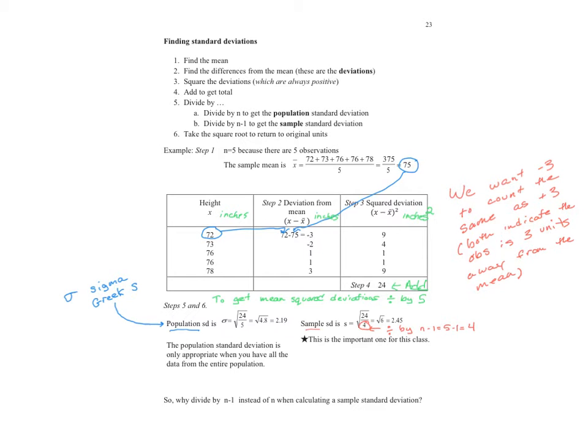But we almost never have all the data from a population. In this class, we're going to be looking at data that comes from a sample, or some subset of the population. So for us, the sample standard deviation is going to be the one that we want to use. So why do we divide by n minus 1 instead of n when calculating a sample standard deviation?